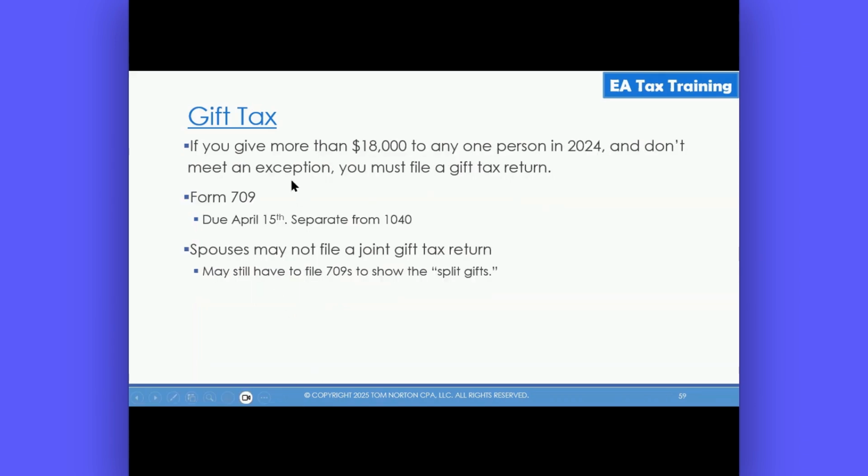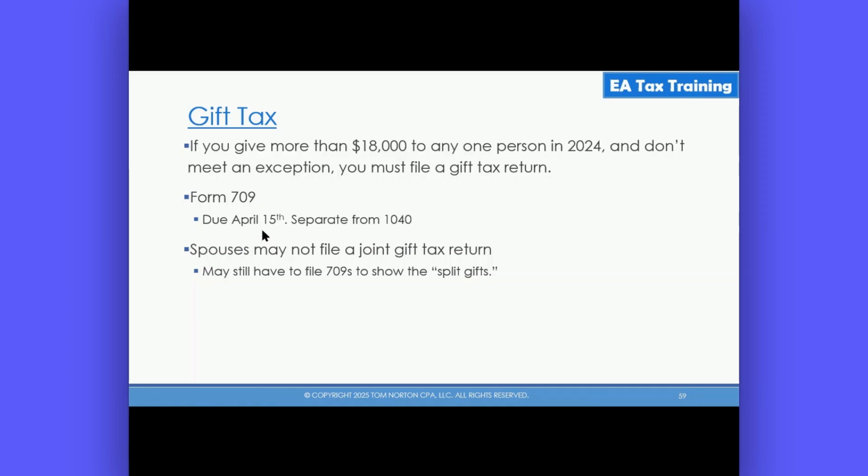If you do give someone more than $18,000 in a year and you don't meet any of the exceptions, then you have to file a gift tax return. You do this on Form 709. The return is due on April 15th. However, it is separate from the 1040. So you don't attach it to the 1040. You send it in by itself. And spouses may not file a joint gift tax return. They have to file their own 709s, and they have to do so to show split gifts.